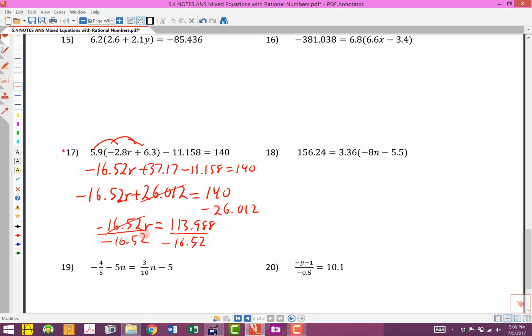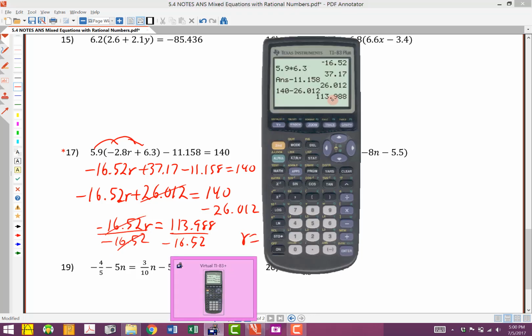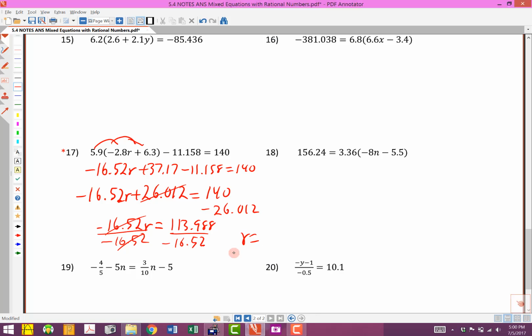Negative 16.52, those are going to cancel, so we're going to end up with r equals. Now, that's the last answer that I had right here, so I can just hit divide, and I can divide that by negative 16.52. Whoops. Always a good idea to double check and make sure that you've typed that in the right way. There's our answer. We're going to divide it by negative 16.52. Hit enter and we get negative 6.9. So again, another one with decimals where we didn't have to round, but if you do end up with a really ugly one and you need to round, don't forget to do that.